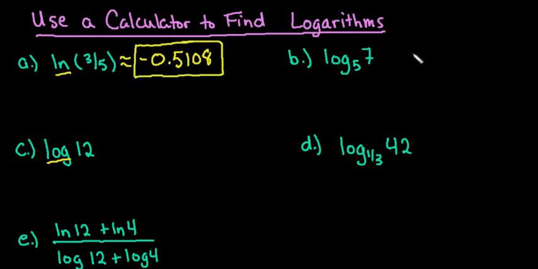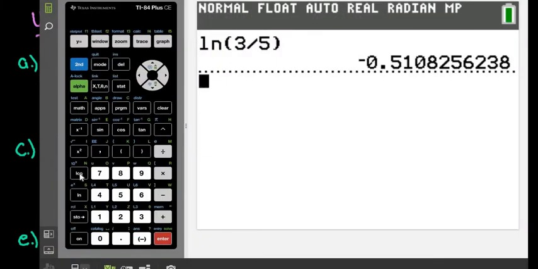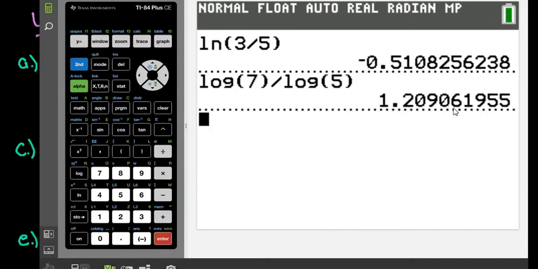It's very simple. For the next one, most calculators are going to require you to use the change of base formula, where you just do log of the larger number, so log of 7, and when I say larger, I mean the value that's on the top, divided by log of 5. So in your calculator, you would just hit the log button, 7 divided by log 5, and then when you hit enter, it gives you your answer.